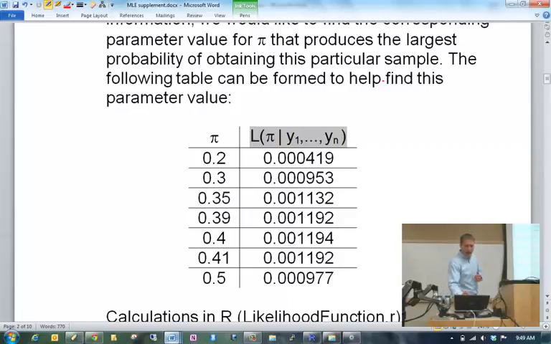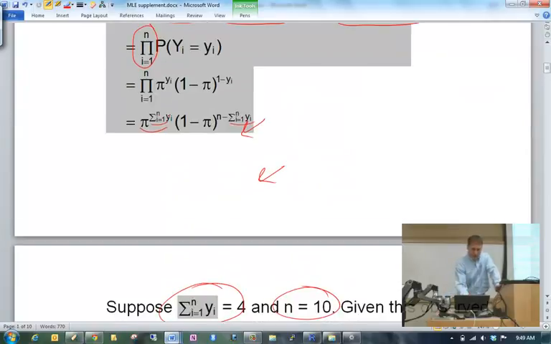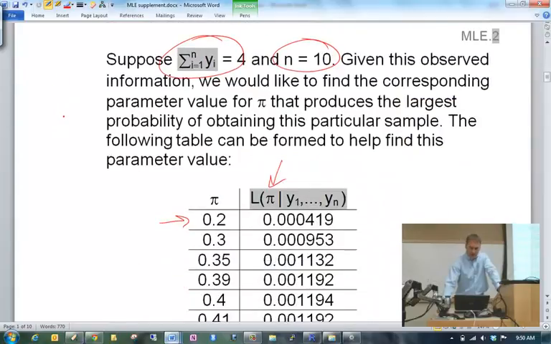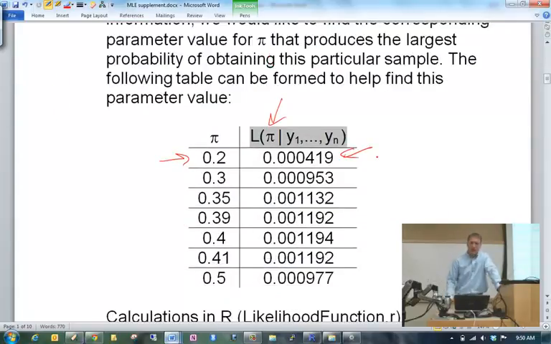And so what we can do now is that since this is a function of pi, why don't we just stick in possible values of pi in there? And essentially what the likelihood function does, it will keep on increasing corresponding to the more plausible a particular value of pi is. And the most plausible value of pi is what actually causes this likelihood function to be maximized. So I plug in pi equal 0.2 into simply this equation here, where sum of the y's is equal to 4 and n is equal to 10, and I get 0.000419.